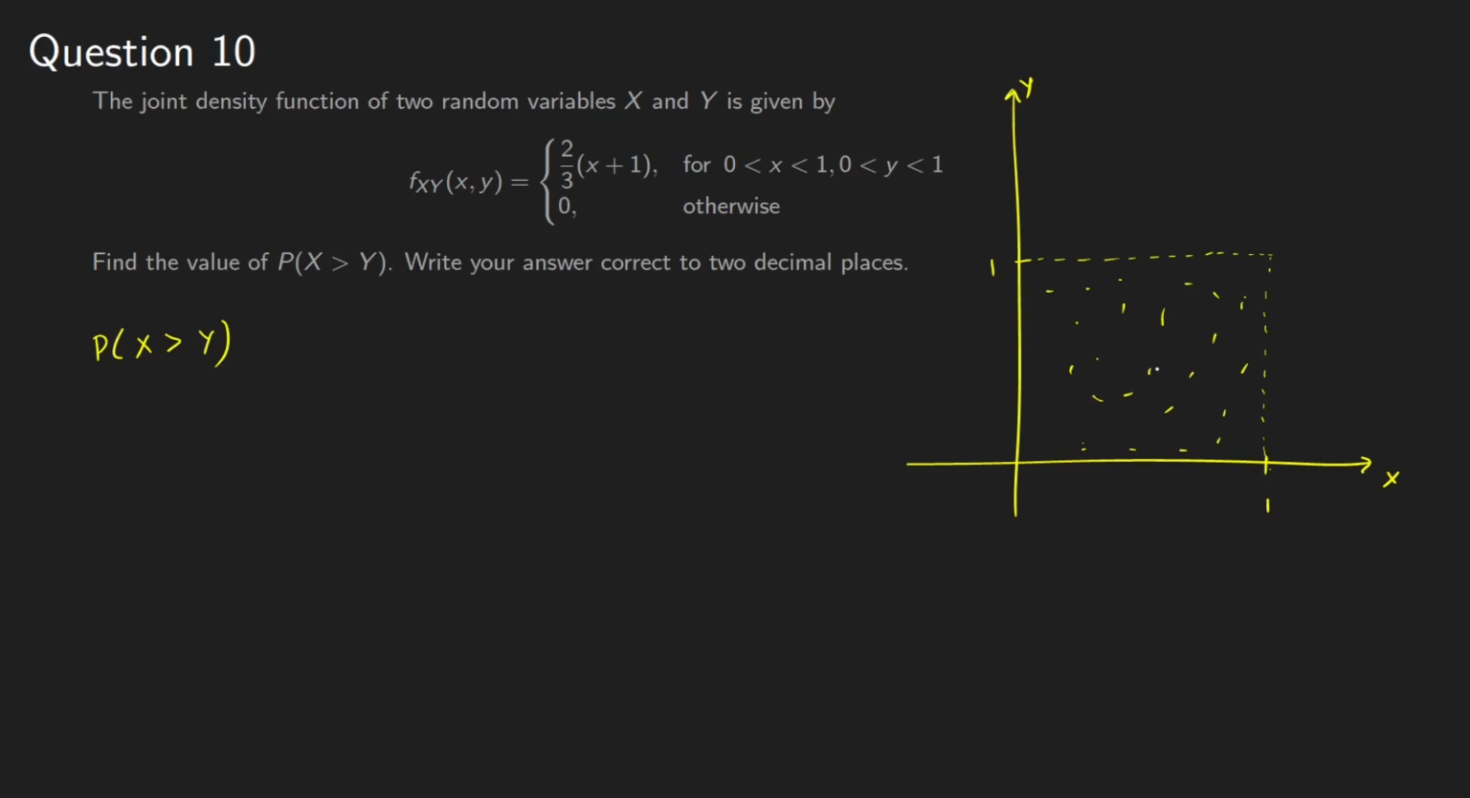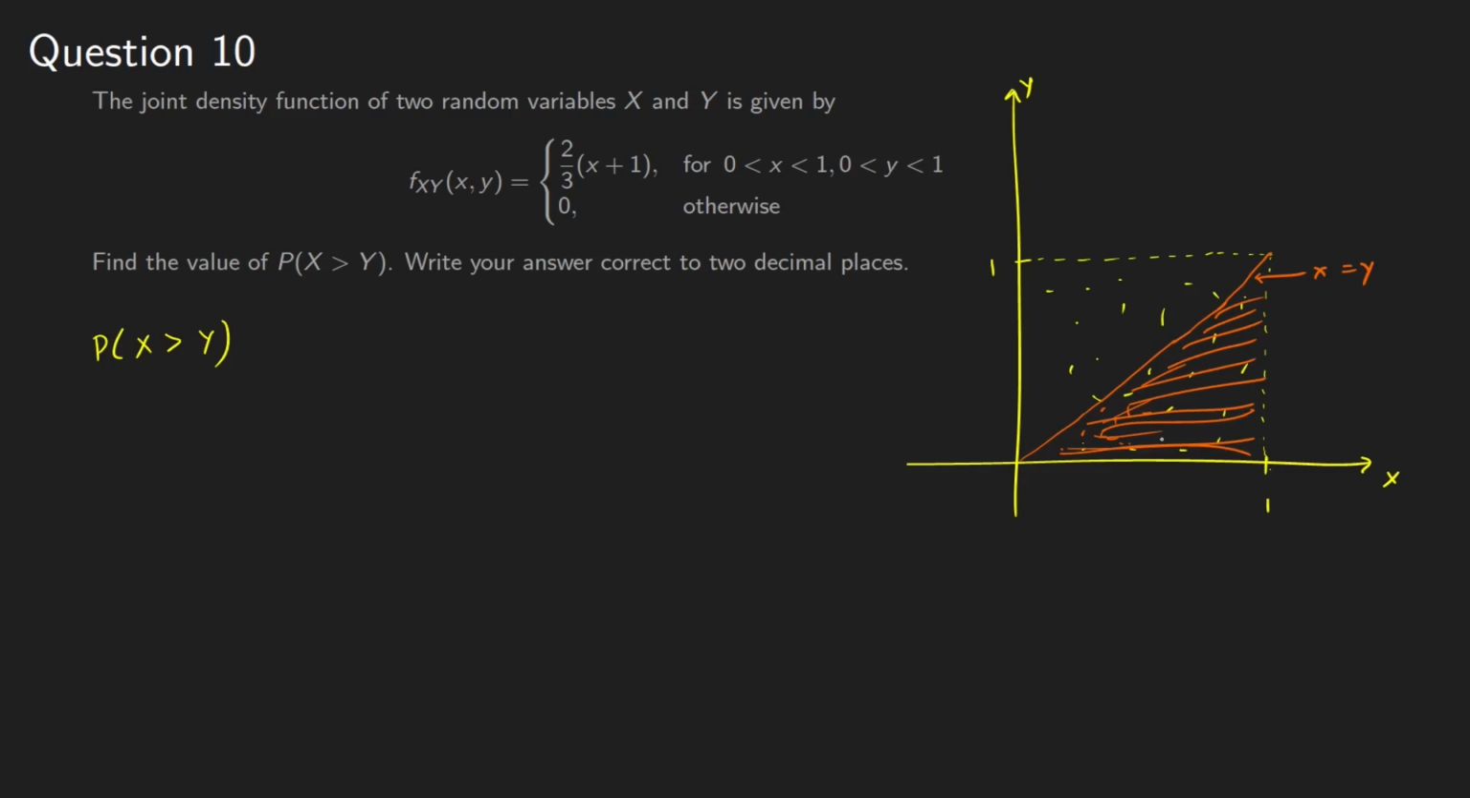So as always, we will first draw what is x equals y. So clearly x equals y represents this line. It will definitely pass through 0 0 and 1 1. So this is the line x equals y. Now we need to find the probability that x is greater than y. So clearly it is talking about this region, this orange region.